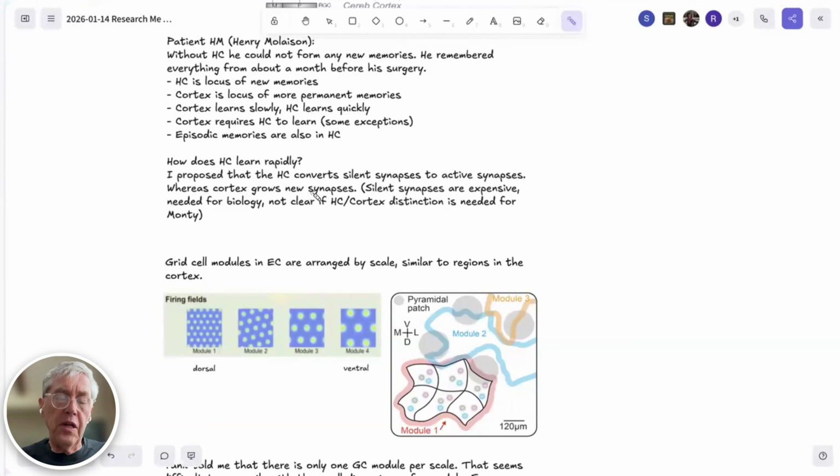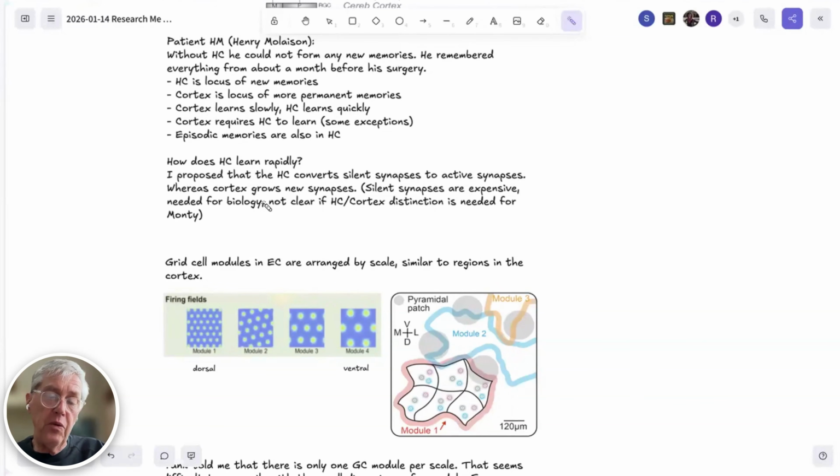One reason you can argue this is that in biology, having these silent synapses is expensive. They're taking up lots of space and lots of energy, but they're not doing anything, whereas the synapses in the cortex are there because they're working and doing something. So maybe they're split up this way: they put all this fast memory in the hippocampal complex because you can't do it everywhere, because it's too expensive.